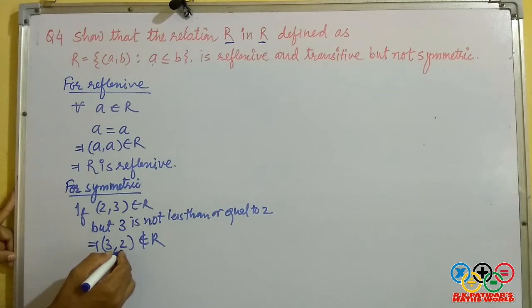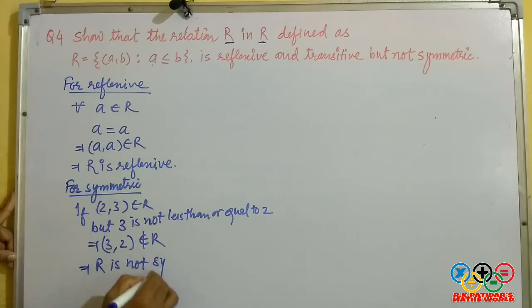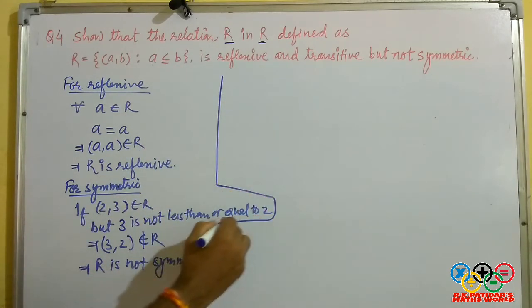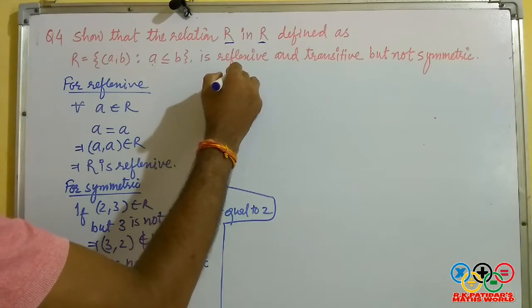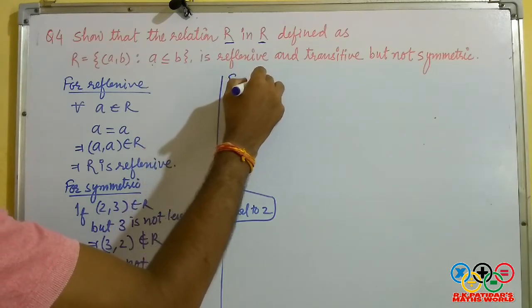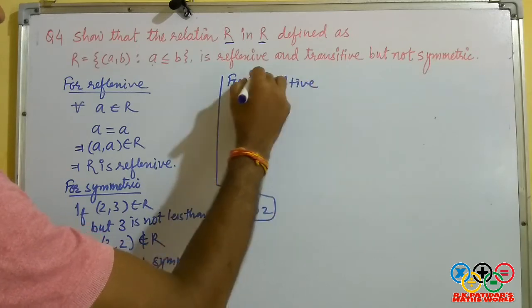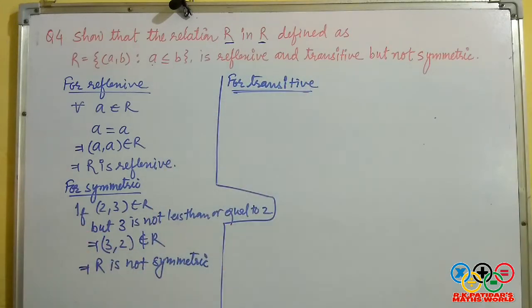And if (3, 2) does not belong to R means what? R is not symmetric. R is not symmetric relation. ट्रांजिटिव के लिए चेक कर लेते हैं. For ट्रांजिटिव, whether it is ट्रांजिटिव or not.